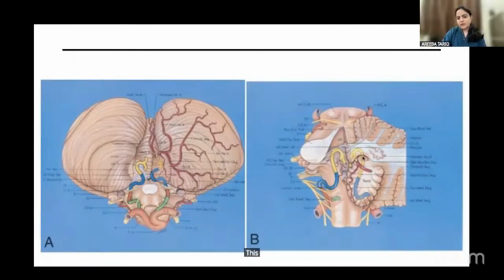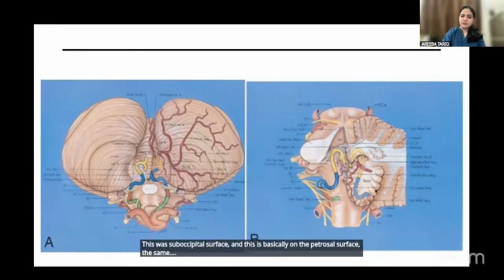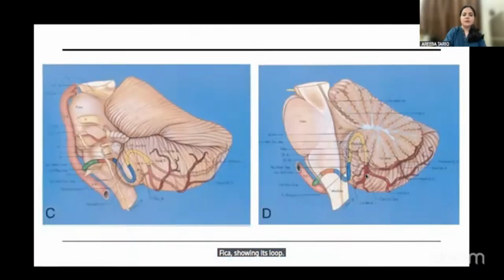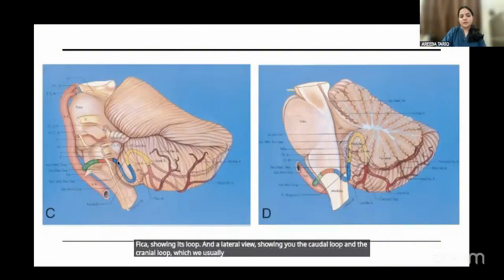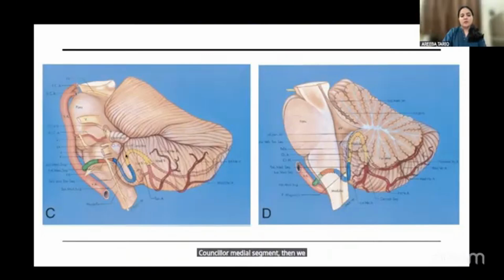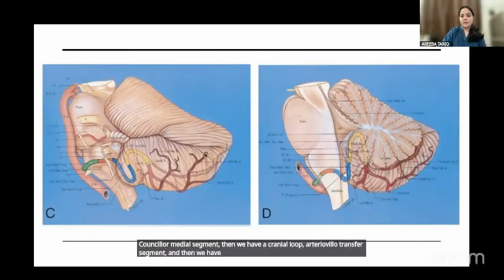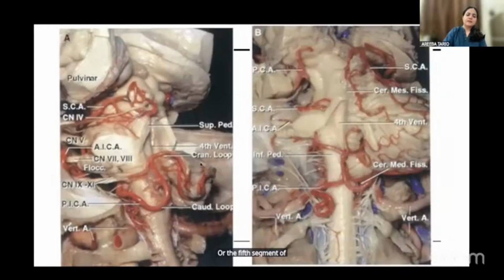This was the suboccipital surface, and this is basically on the petrosal surface, the same PICA showing its loop. And a lateral view showing you the caudal loop and the cranial loop, which we usually see in venograms. This is important. Again, you can see the anterior medullary segment, the lateral medullary segment when it crosses the 9th, 10th, and 11th nerve. We have the caudal loop or tonsillomedullary segment. Then we have a cranial loop or tonsillar segment, and then we have cortical branches, or the 5th segment of PICA.